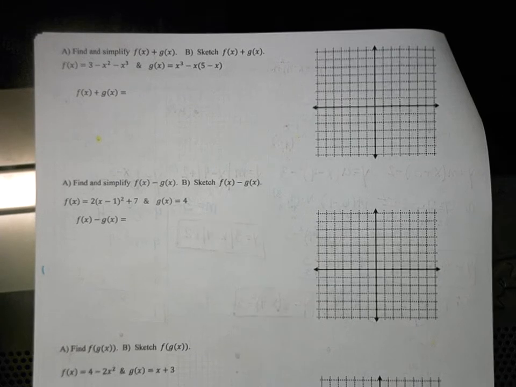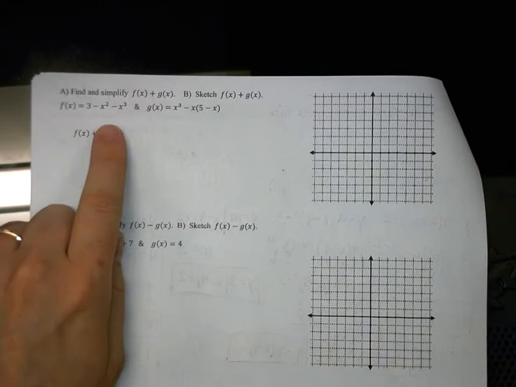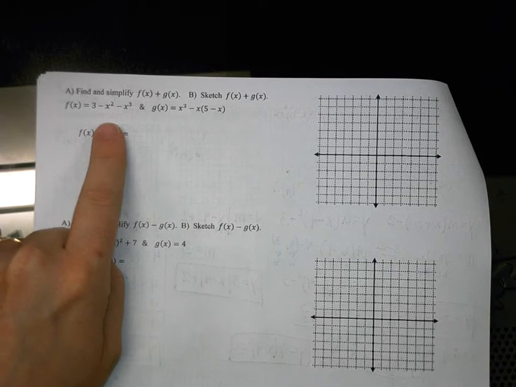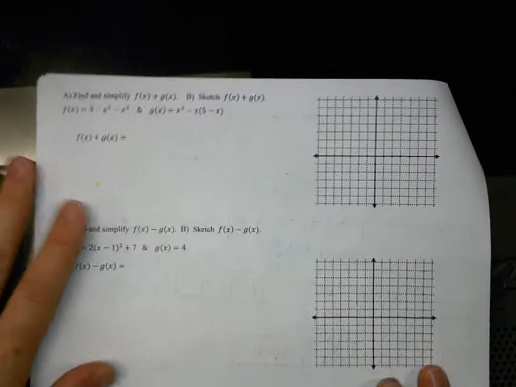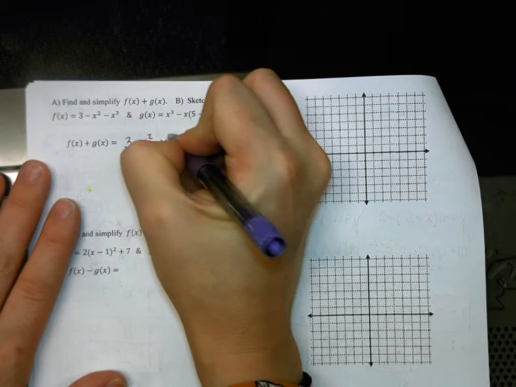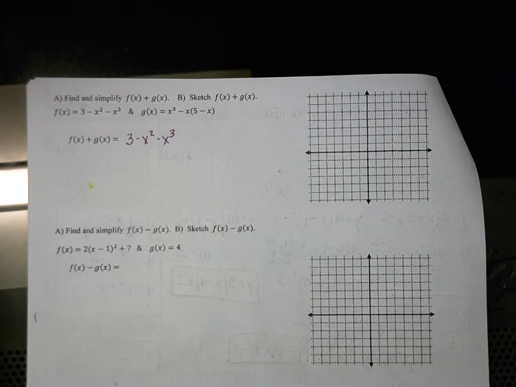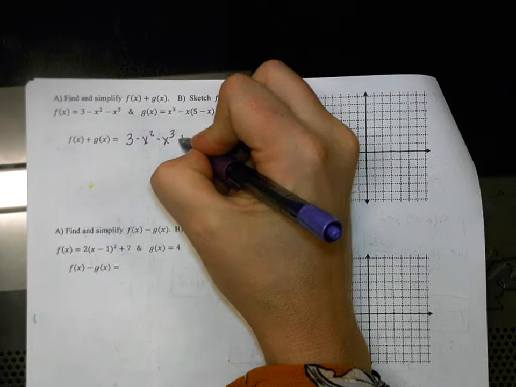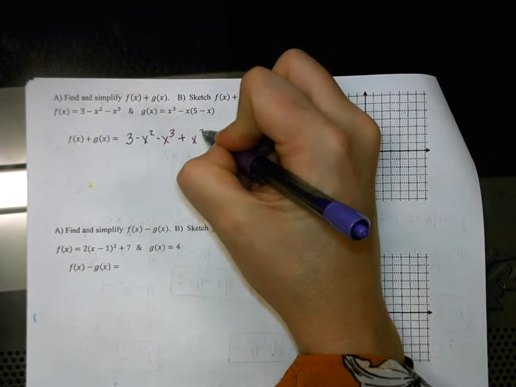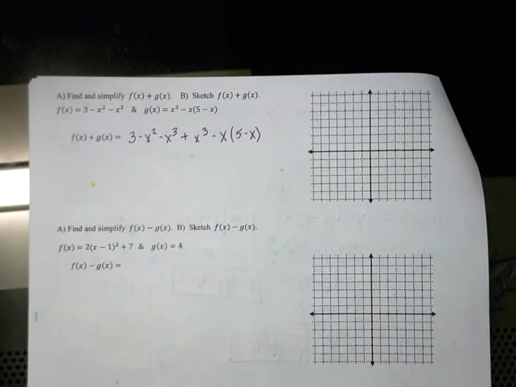Okay, it says find and simplify f of x plus g of x. Then sketch f of x plus g of x. So first of all, I'm going to add these together and then determine what type of function I have. So if I do f of x first, I'm going to write that out, which is 3 minus x squared minus x cubed. And then I'm adding my second function to that. So if I'm adding, then that doesn't change the sign of any of my values. And I'm just adding everything else.